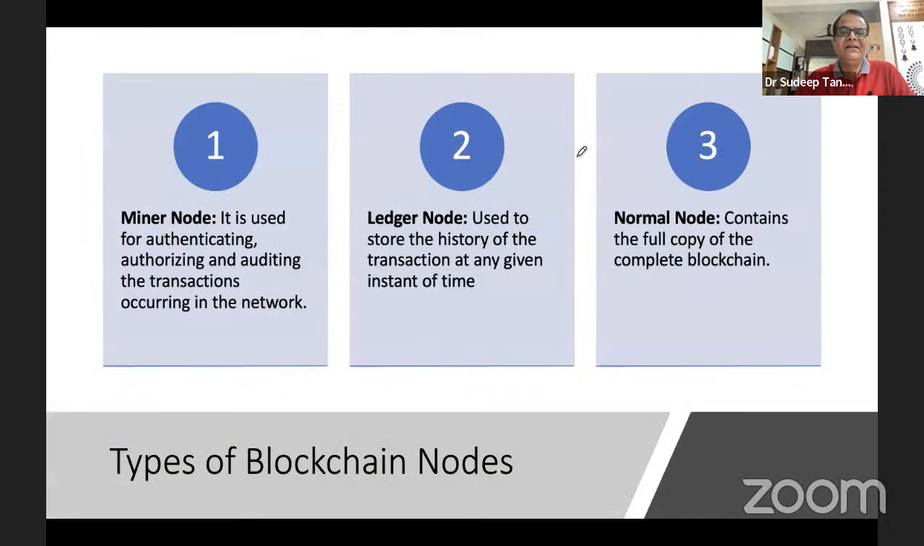Okay, now moving further, how many types of nodes are there in the blockchain? In the blockchain, there are three types of node. The first one is the miner node. When we discussed the life cycle of the blockchain, I told you that there is a need to do authentication, authorization, and auditing. Who will do it? It is the responsibility of the miner node to do authentication, authorization and auditing of all kinds of transactions that occur in your network.